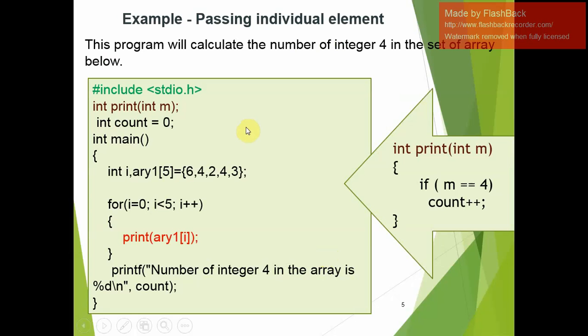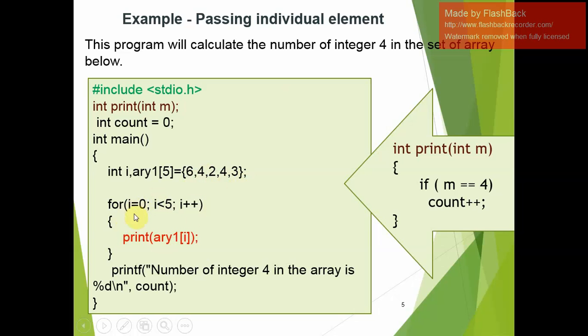So this is another example, right? This program should calculate the number of integer 4 in the array below. They want to count how many number 4 are in this array. So we declare one variable named I, our array named array1, the size is 5, and this is the initial value.